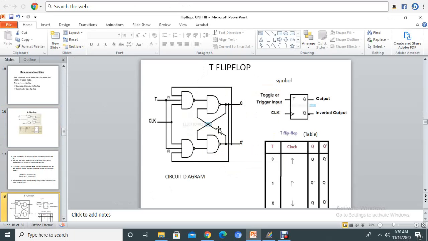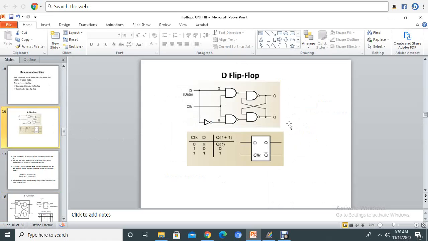Next, this is the circuit diagram for T flip-flop. D flip-flop is also called delay flip-flop because when we give 0 as input, you will get the same output. Similarly, when you apply 1 at the input, you will get the same 1 at the output. So just for giving delay, we are using this D flip-flop. So D flip-flop is also known as delay flip-flop.